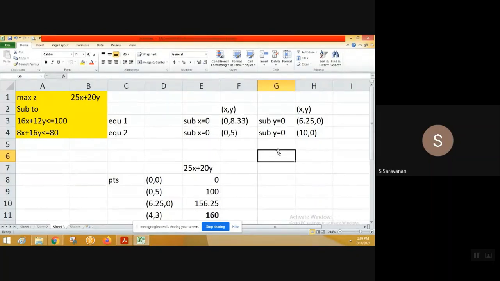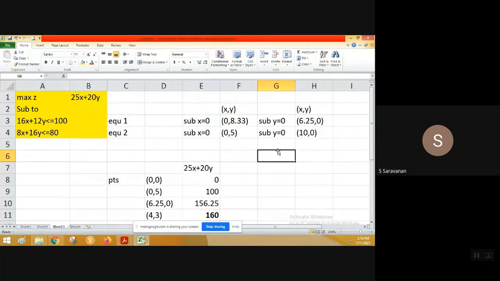First we substitute x equal to 0 and we take one coordinate. Then we substitute y equal to 0 in the same equation and we get another x, y coordinate. So 0 comma 8.33, and another coordinate is 6.25 comma 0. So two coordinates with one equation. Every equation will provide you two coordinates of x and y.